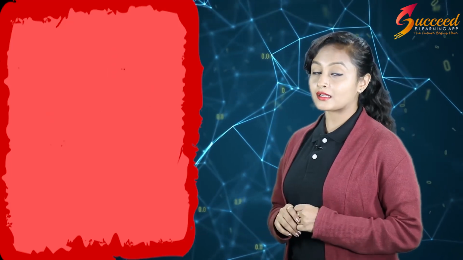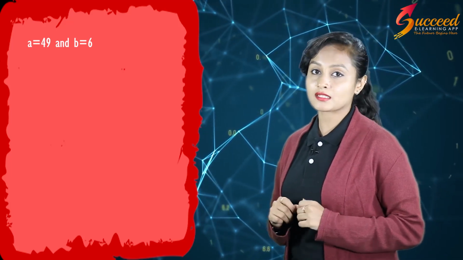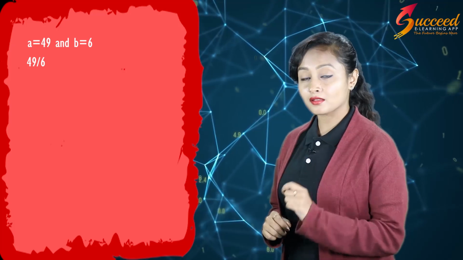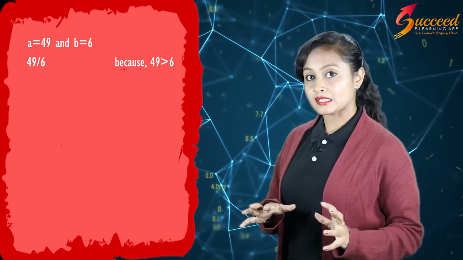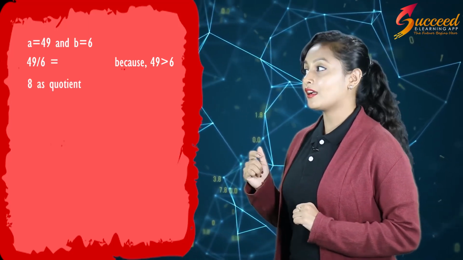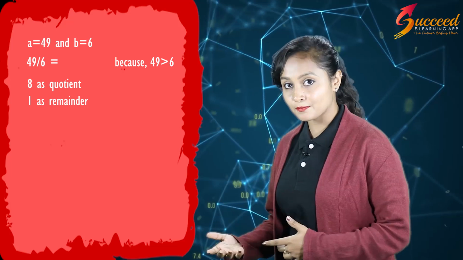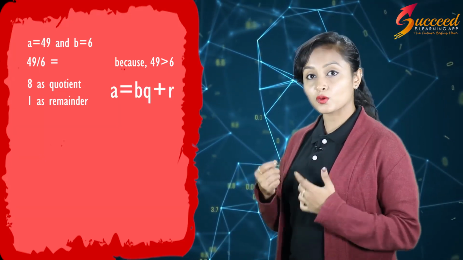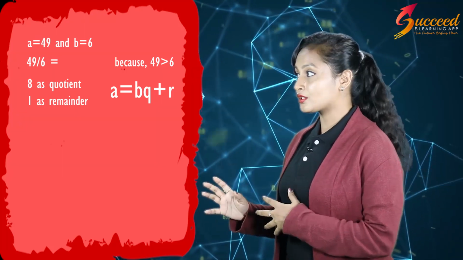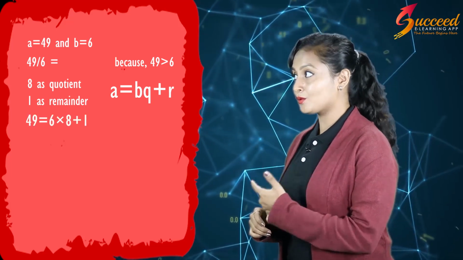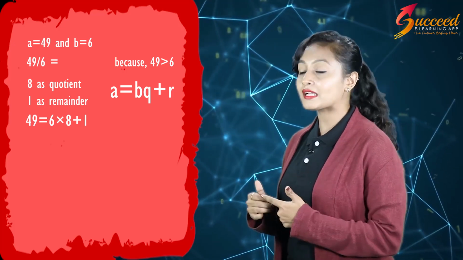Let us consider an example where a is equal to 49 and b is equal to 6. Let us divide 49 by 6 because 49 is greater than 6. So, 49 divided by 6 gives you 8 as quotient and 1 as remainder. Now, substituting these values in the formula, a is equal to bq plus r, we get 49 is equal to 6 into 8 plus 1, because our remainder is 1.